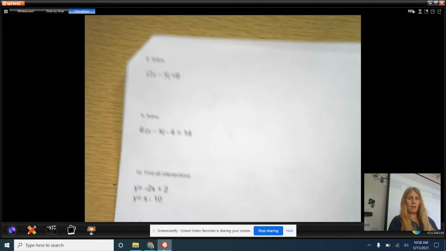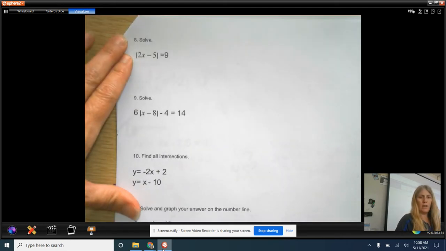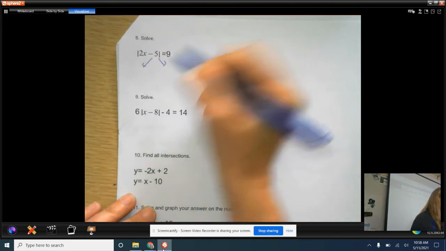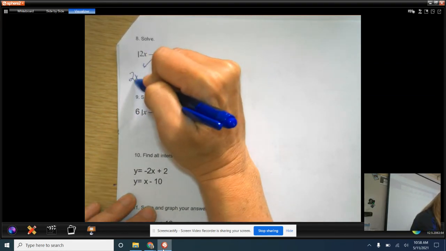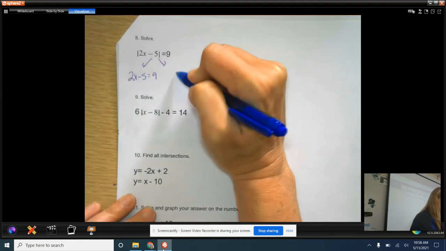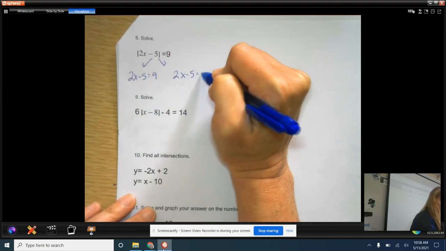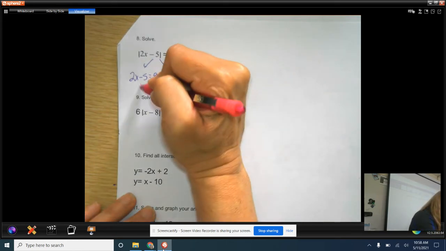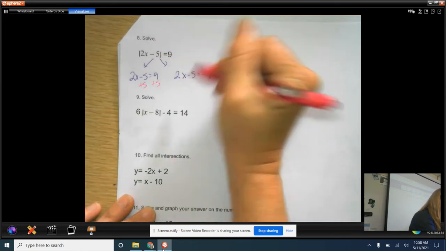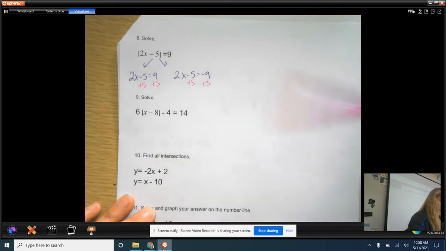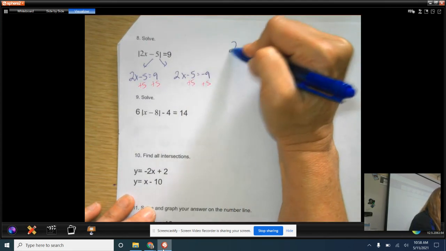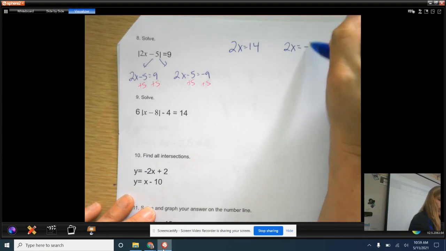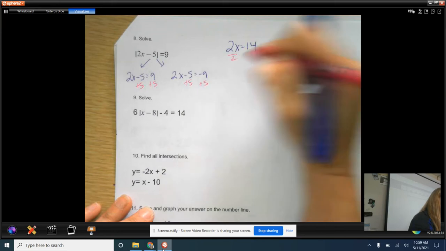Okay, number 8 here is absolute value problems. First, we isolate what's on this side. Then we're going to go ahead and split it into 2. We have 2x minus 5 is equal to 9, and 2x minus 5 is equal to negative 9. So that first point is for splitting it up, and then we're going to solve. I'm going to swap them over here. So we have 2x is equal to 14, and 2x is equal to negative 4. Divide both sides by 2.